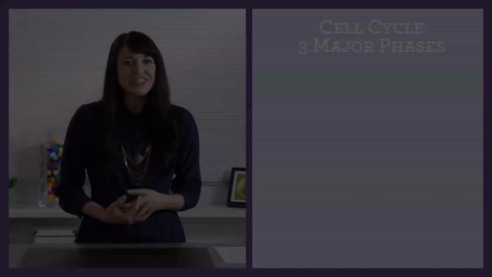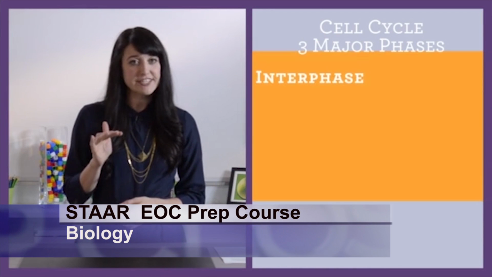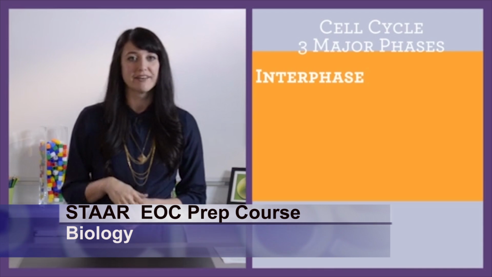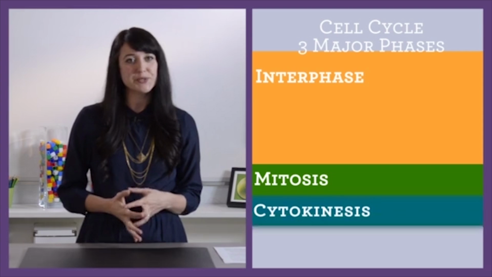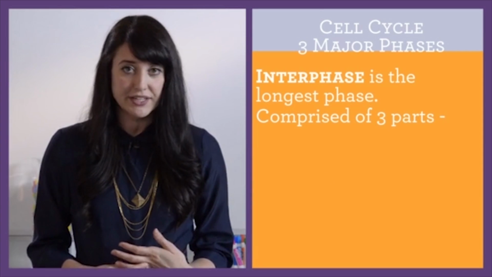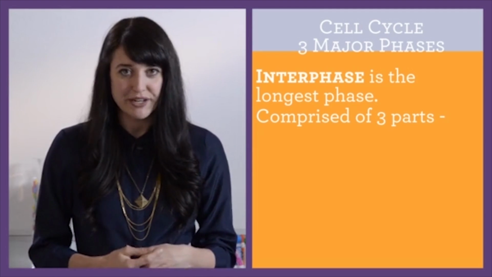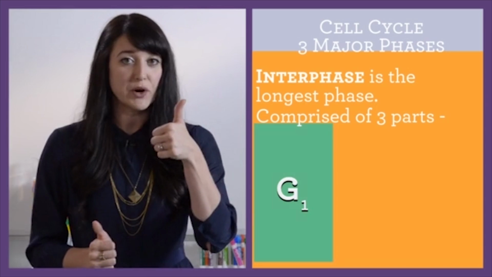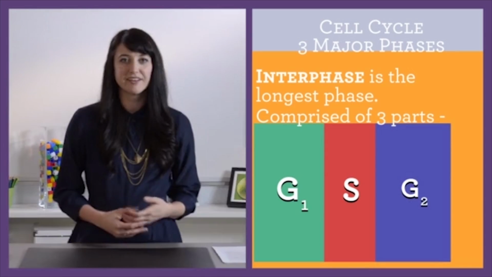Sounds great. So let's take a moment to just look at one of the video lessons. Let's look at the three major phases of the cell cycle. The first is interphase, followed by mitosis, which is then followed by cytokinesis. Interphase is the longest phase of the cell cycle and is comprised of three parts. These parts are easy to remember because they make a little sandwich: G1, S, and G2. Let's look at each of those more closely now.